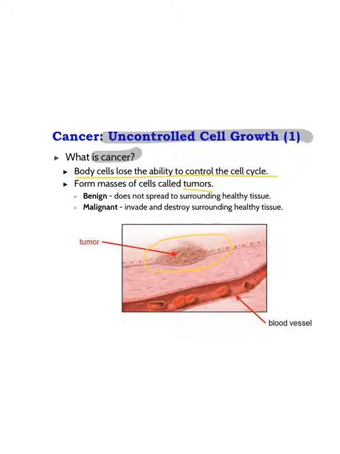We're going to have two types of tumors that we need to keep in mind, and we have probably heard of these terms as well. We are going to have benign tumors, which are tumors that do not spread to surrounding healthy tissue, so you can essentially think of them as pretty localized. We're also going to have malignant tumors, which are considerably more dangerous. Malignant tumors have the ability to invade and destroy surrounding healthy tissue.